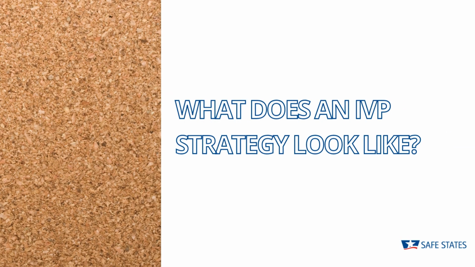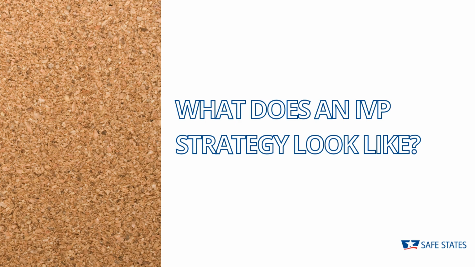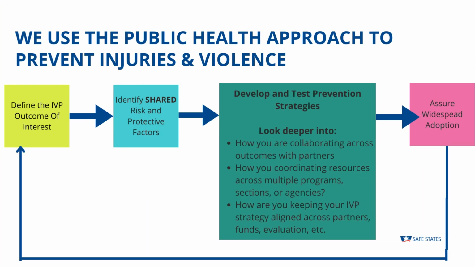So, what does an IVP strategy look like, and how can you build one? In the last section, we learned that we can prevent injuries and violence through a public health approach. And that to have the biggest impact, this approach must take into account the shared risk and protective factors that are impacting your outcome.